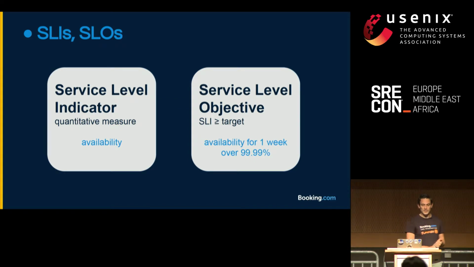So, SLI, quickly. What's an SLI? An SLI is just a quantitative metric. So it's a value. As Yanniv said this morning, it's a numerical value, and there is no argument about that. An example would be the availability of your service, the success rate of your service, whatever you can imagine as a metric. The SLO is this SLI plus a target.